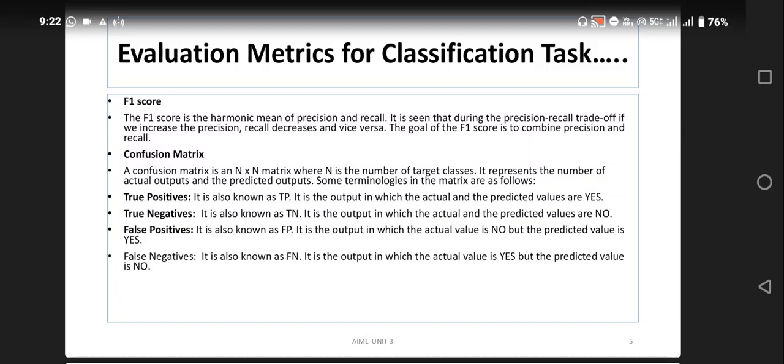False positive, also represented as FP. The output in which the actual value is no, but the predicted value is yes. False negative, represented as FN. It is the output in which the actual value is yes, but the predicted value is no.